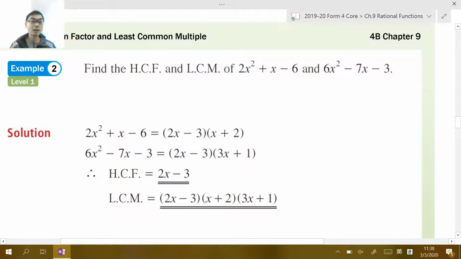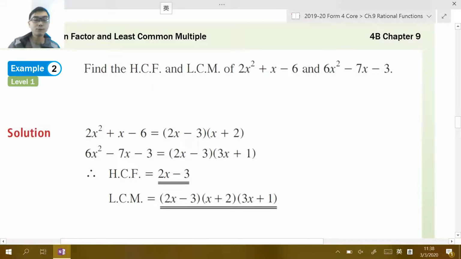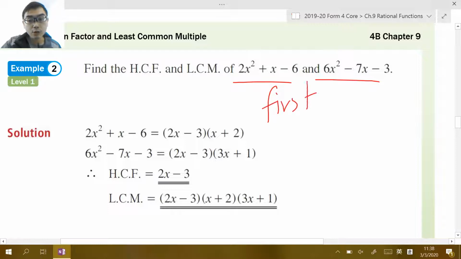For example, this time you can see that in example 2, now you have 2 quadratic functions, 2x squared plus x minus 6 and 6x squared minus 7x minus 3. You can see that there are no factors, no brackets given to you. So you need to remember that if we do not give you any factor, you have to find the factors by yourself. That means no matter what, you should first of all do the factorization.